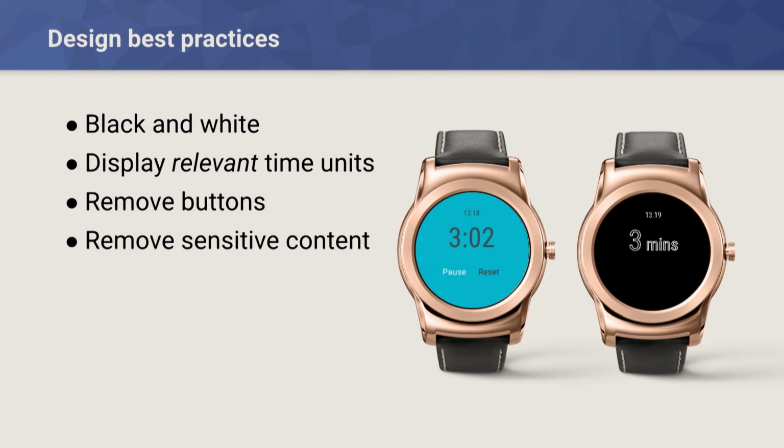Remove any sensitive content. For example, let's say you have a messaging application and someone sends you a private message and it switches to low power mode, and you don't even know that it's actually off. And your information is going to be there. Just be conscientious of users' privacy.